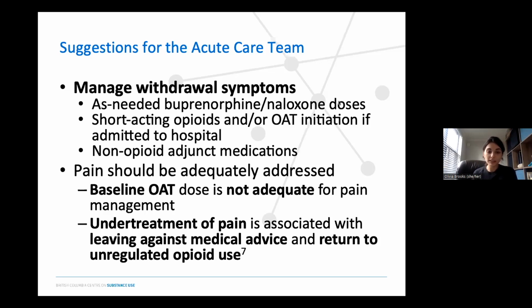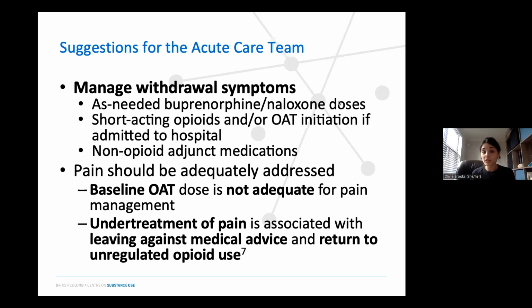When we're treating patients' pain, it's really important to remember that baseline OAT isn't adequate for pain management. We can do some kind of tricks to optimize how OAT can manage pain and maybe contribute, but it's not sufficient alone. So someone will need short-acting opioids to manage their pain, just like anyone else would if they have a painful condition.